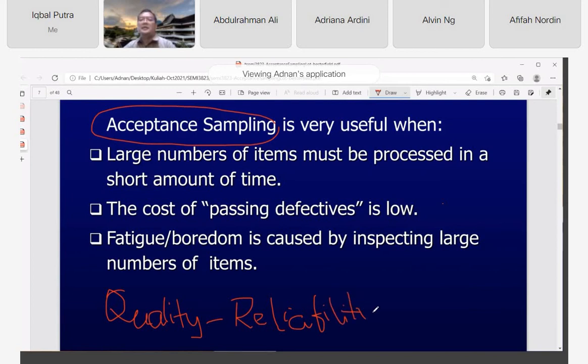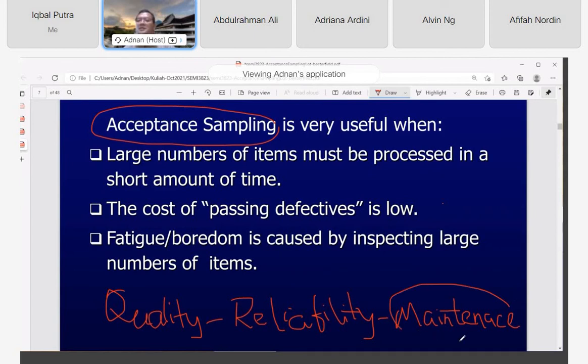And we have maintenance. Many engineers work in maintenance: maintenance of aircon, maintenance of lift, maintenance of M&E systems. You need to understand this. Maintenance, reliability, quality.